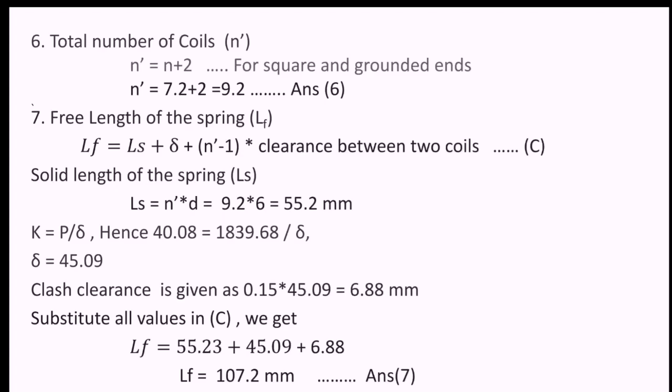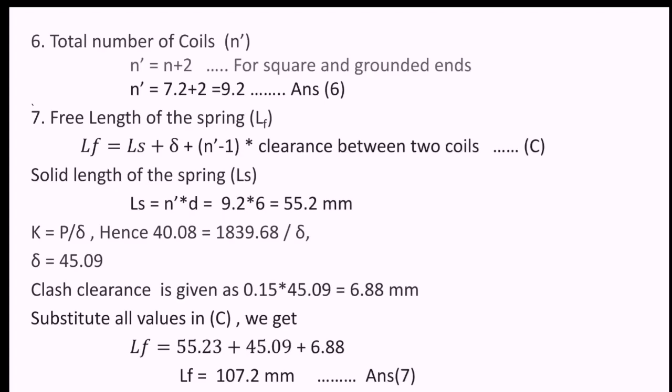For maximum deflection delta, again I will use the same relation, K is equal to P by delta. So on using maximum force P max, I will get the value of delta max. So K is equal to 40.08 is equal to 1839.68 divided by delta. So I will get delta max at this force as 45.09.